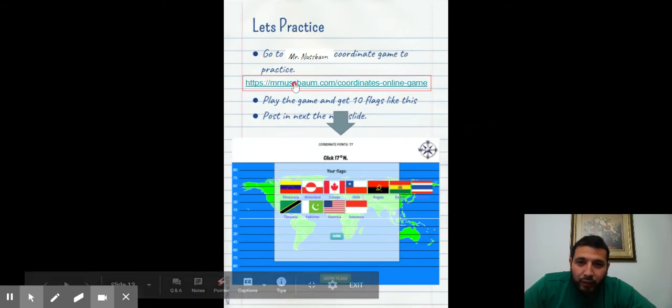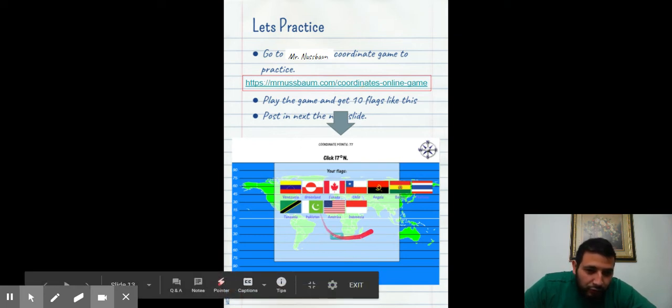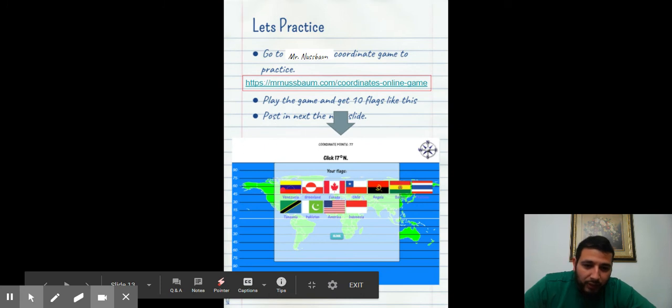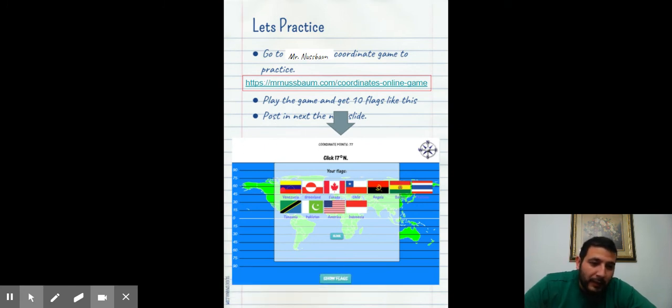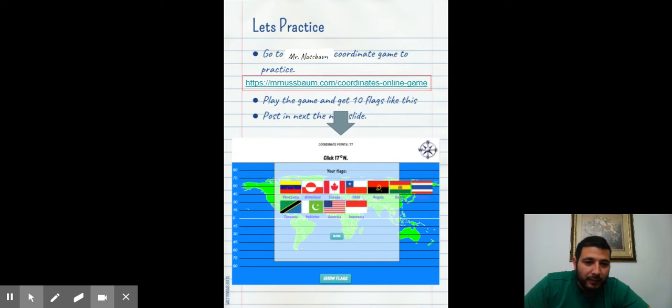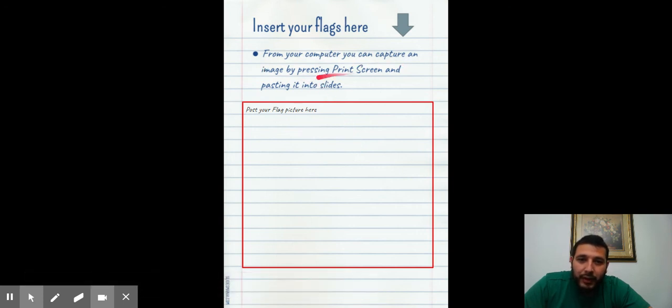Okay. And then you have to go play a coordinates game. I made my own. So I got 10 flags. So you have to go get your own 10 flags. And then to import it in, just when you're doing it, play the game. You have your 10 flags, and then print screen it, and you can save it into the slides like a picture. You just crop it out. Okay, so you just put it here. From your computer, you can capture an image by pressing print screen and pasting it into the slides.